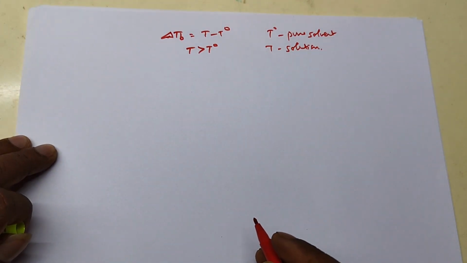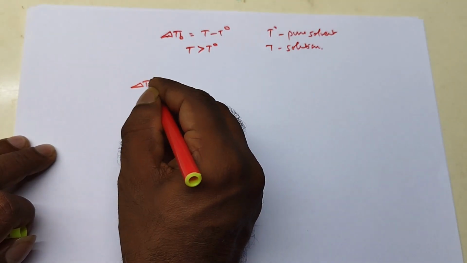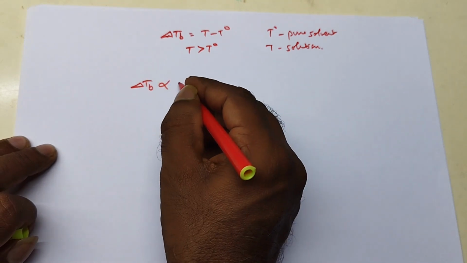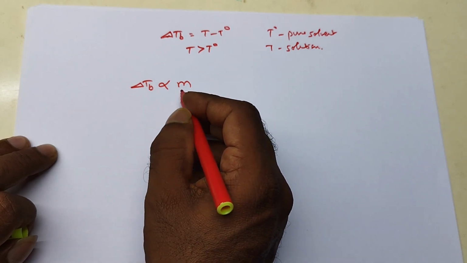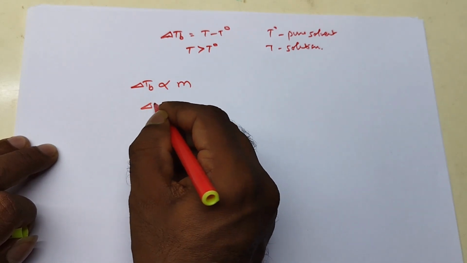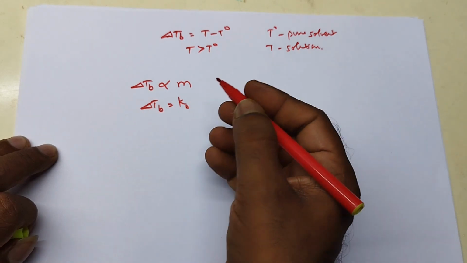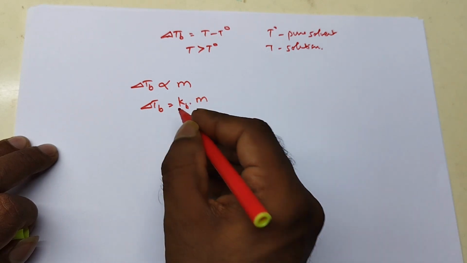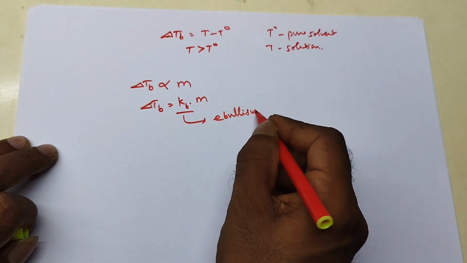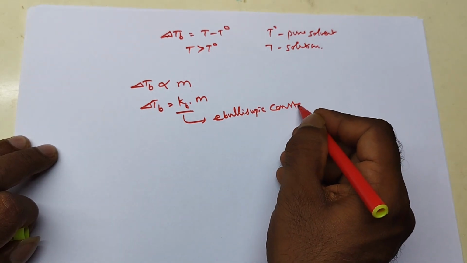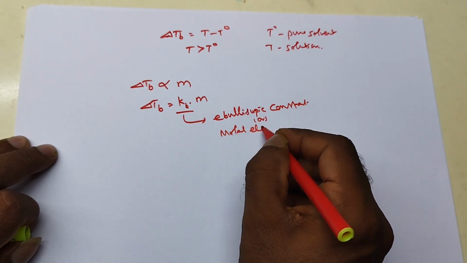When we express the boiling point elevation, delta TB is directly proportional to the molality of the solution. Delta TB is proportional to molality, and you put a constant, K, with the suffix B. Here Kb is known as the ebullioscopic constant, or molar elevation constant.